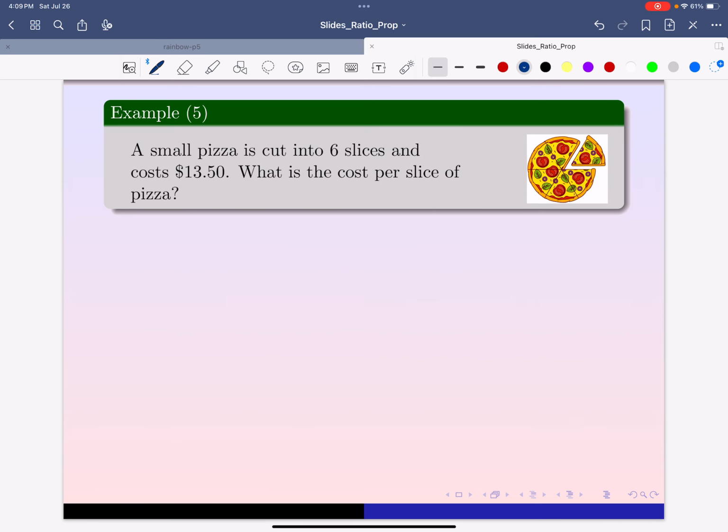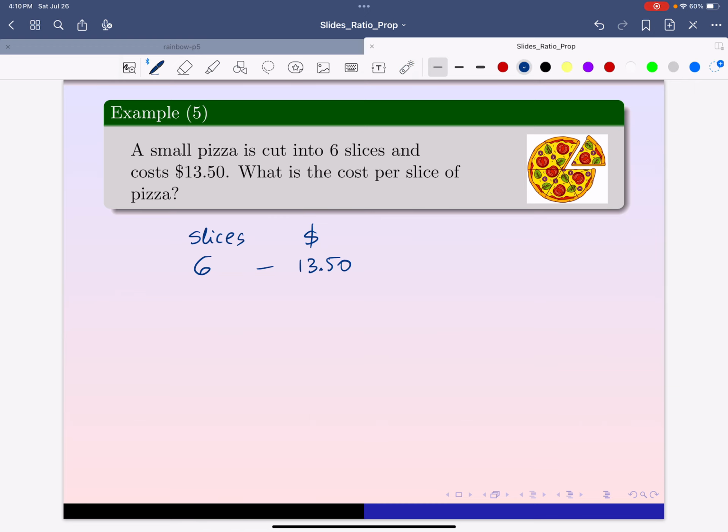Example 5. A small pizza is cut into 6 slices and costs $13.50. What is the cost per slice of that pizza? As before, we can set up a proportion. On one side we will have slices, and on the other side we're going to have dollar amount. So we have 6 slices. It costs $13.50.